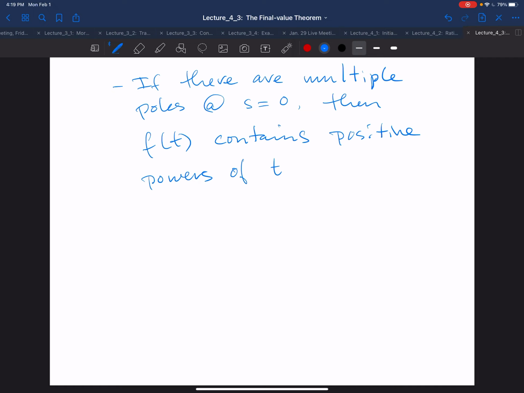For instance, suppose there are two poles at the origin. Then in the partial fractions decomposition of F(s), there's a term that's a constant times 1 over s squared. 1 over s squared is the transform of t to the power 1 multiplied by the unit step. If you have 1 over s cubed, then you've got a parabolic term, a quadratic term in t, and so forth. So as t goes to infinity, these terms are going to blow up.